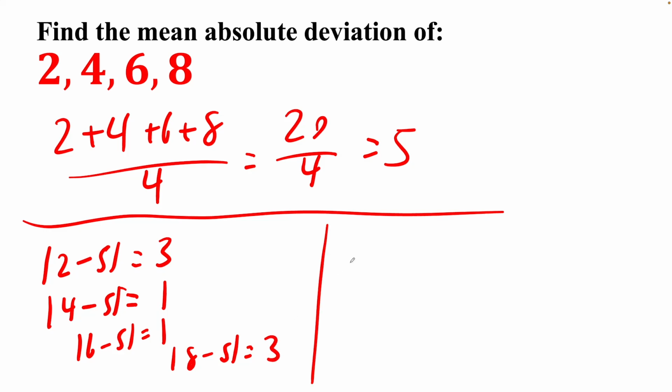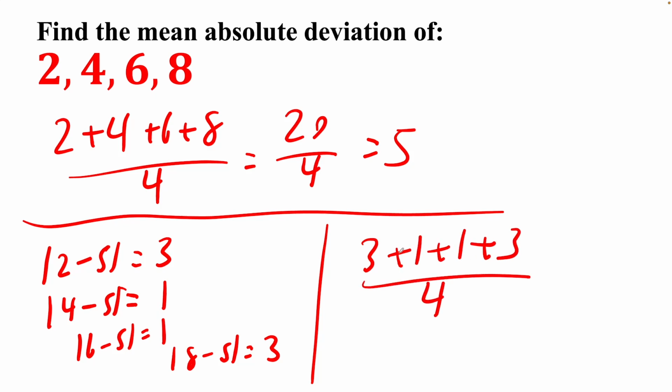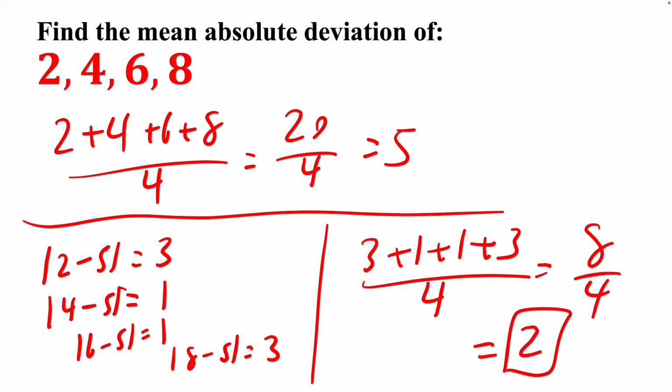Now we'll go ahead and calculate the mean absolute deviation. So 3 plus 1 plus 1 plus 3 divided by how many numbers? So 4. 3 plus 1 is 4. This is also 4. So we have 8 over 4. 8 over 4 is 2. This right here is the mean absolute deviation. And that's all we need to do for these three problems.